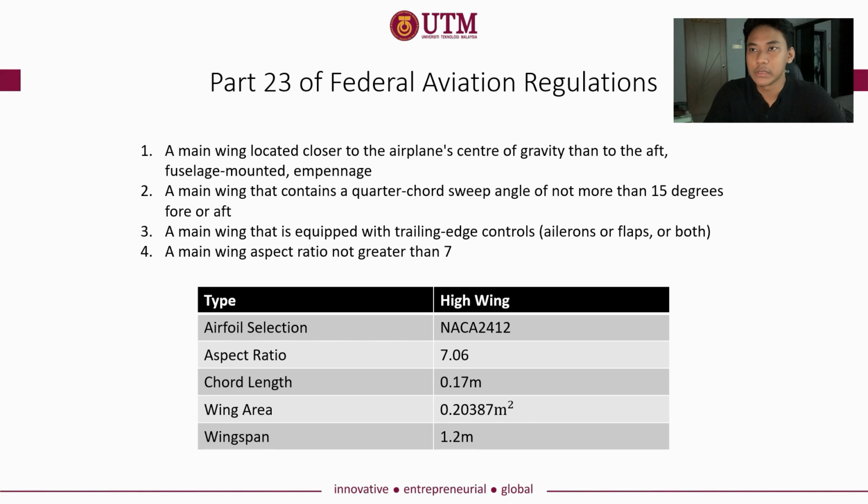These are the parameters of our aircraft. We are using NACA 2412 for the airfoil, and we have an aspect ratio of 7.06, a chord length of 0.17 meter, a wing area of 0.20387 meter squared, and a wingspan of 1.2 meter.